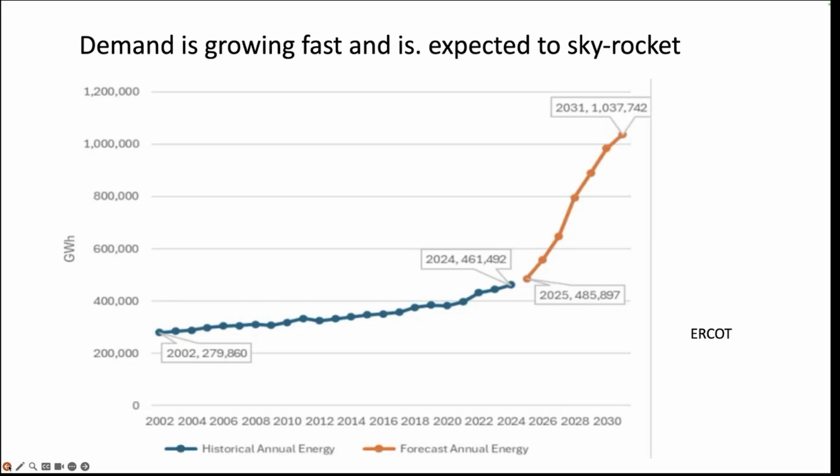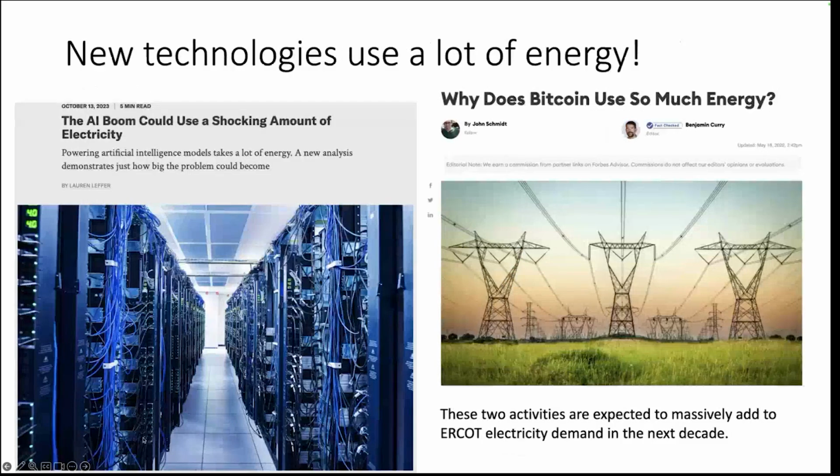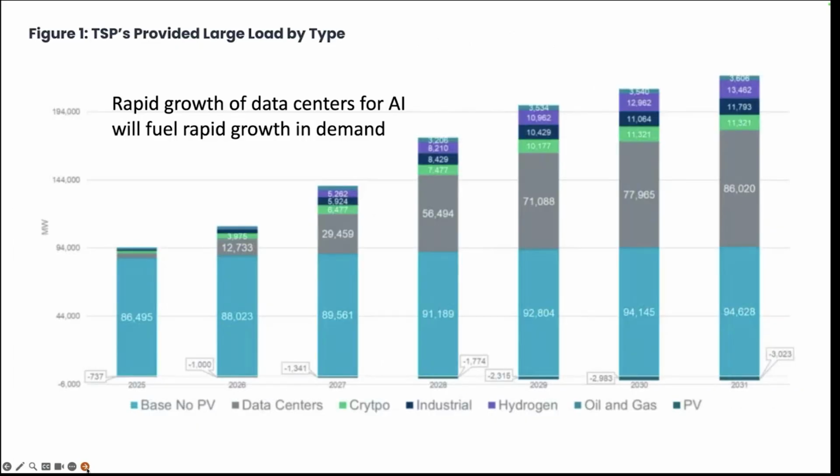Yeah. So this is what I found, but any prediction about the future is subject to change without notice, right? And this is the reason that it is expected, because AI is exploding, and that uses a lot of electricity, and then also Bitcoin mining, which may go up or down. And this is the way that ERCOT sees it.